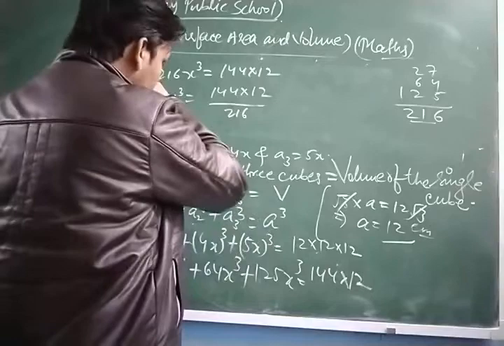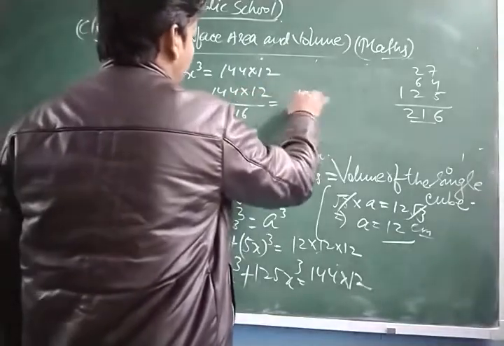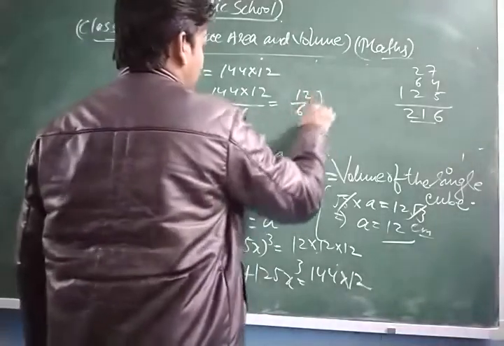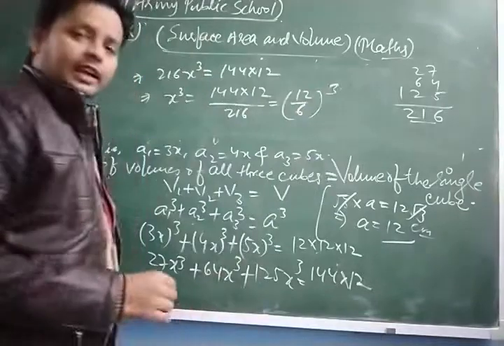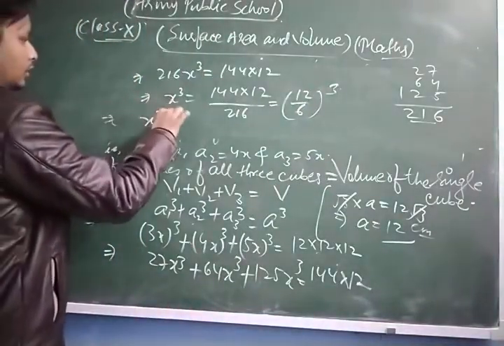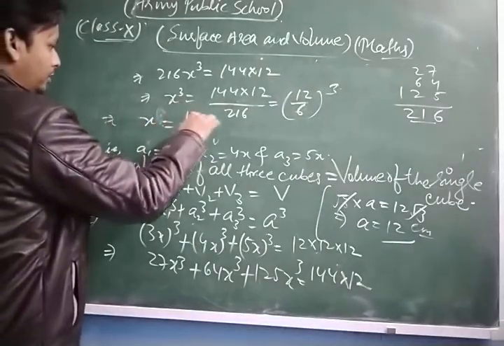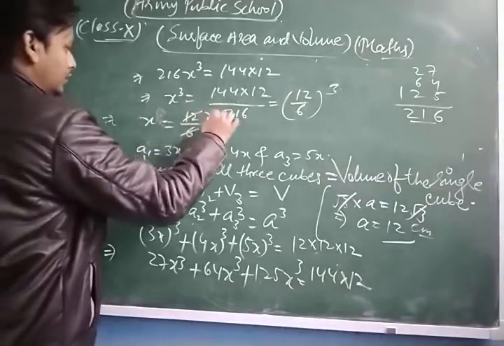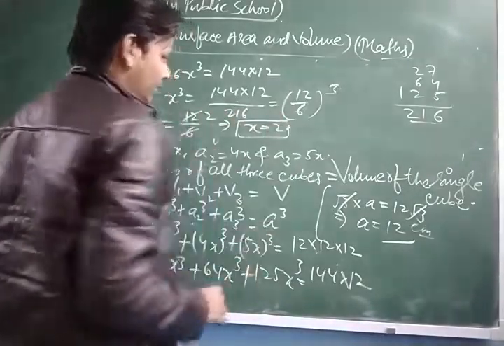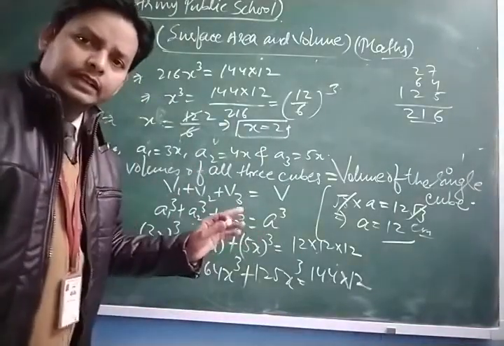Now we can write this as 12 upon, this is what? 6 whole cube. We can write it this way. So this implies that x cube is equal to 12 upon 6, 12 upon 6 whole cube. So the value of x is what? 2. Thus, in this way we find the value of x, that is 2.